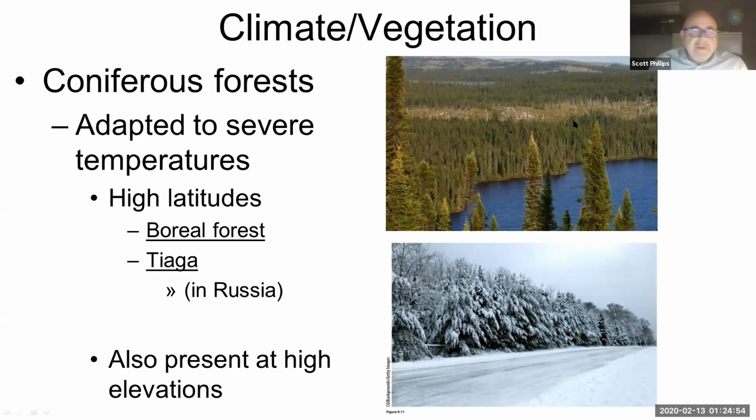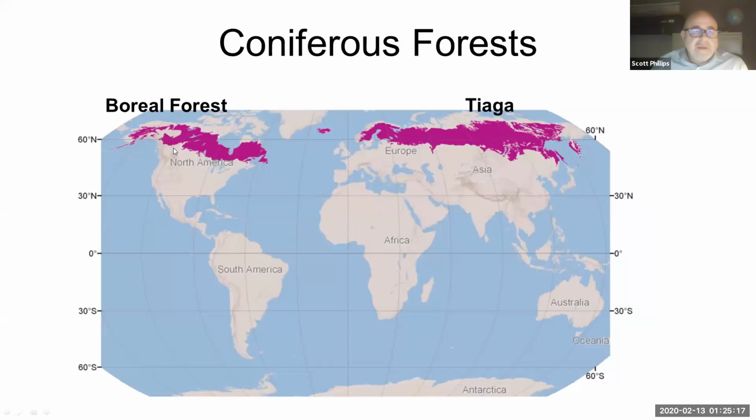What you typically find in these environments is what we call coniferous forests. Coniferous forests are with trees that are adapted to severe temperatures. So they're at high latitudes like Canada and Russia, but also present at high elevations like the Sierra Nevada. In Canada, it's called boreal forest, and in Russia, it's called the taiga. So this is where we find boreal forests in Canada and taiga in Russia, but you also find them in mountainous environments as well.